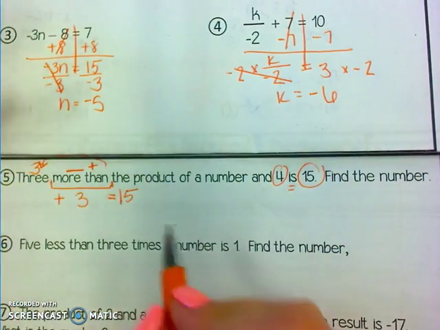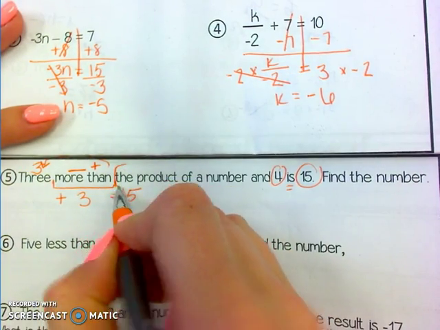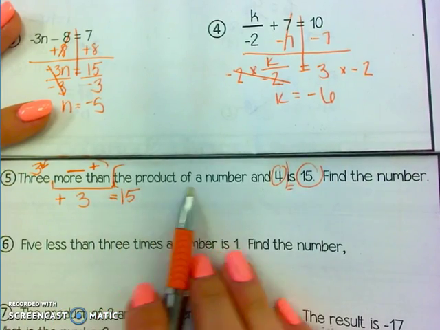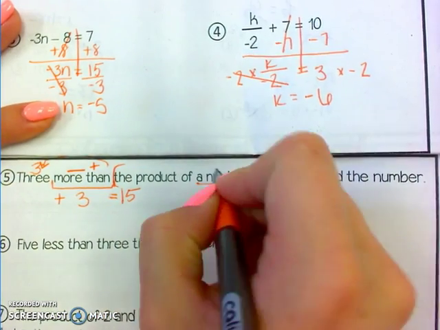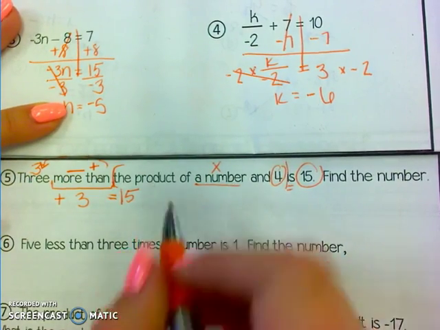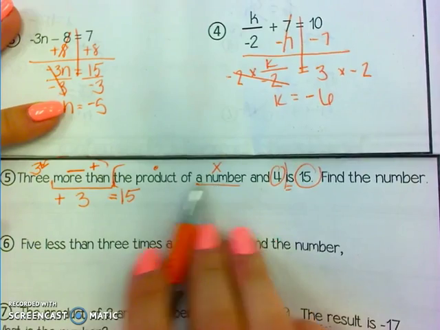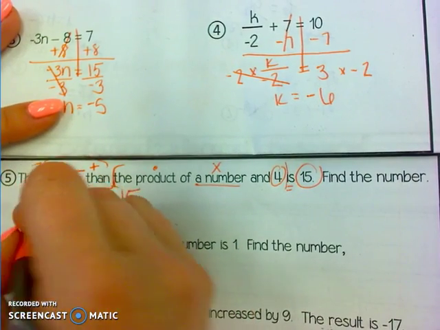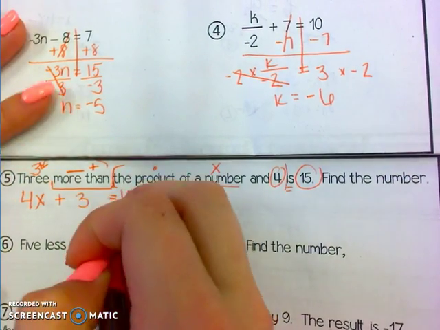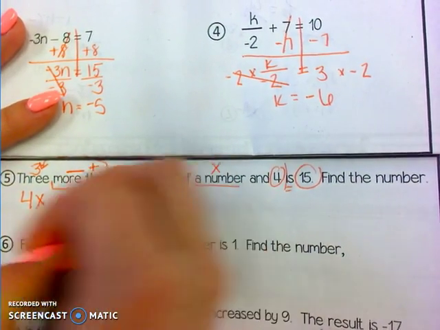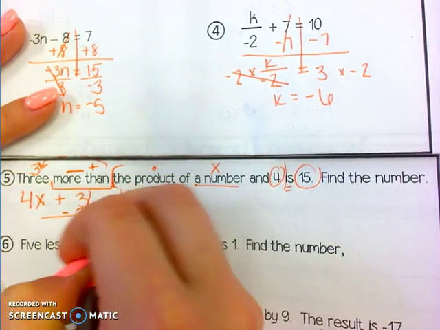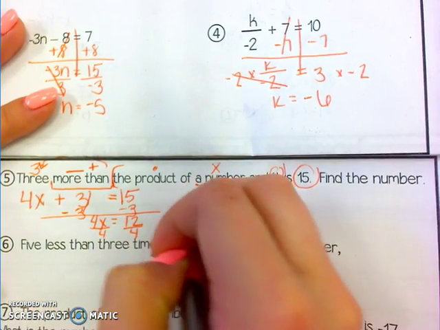It's more than, what is this? This is what it's asking. What is happening first? Okay? So the product of a number, we know that a number means variable, and 4, so times, x times 4, or 4x, and then the plus 3 equals 15. So I'm going to subtract 3. 4x equals 12, divide by 4, x equals 3.